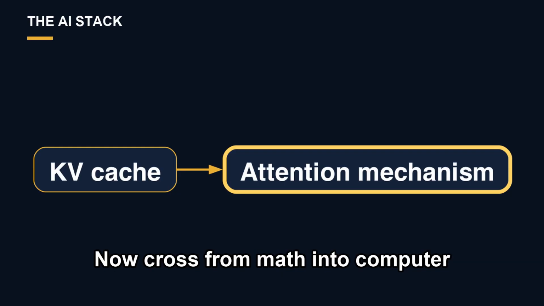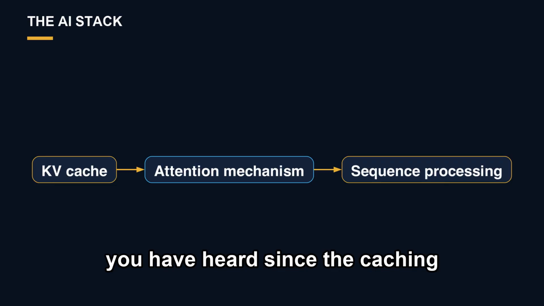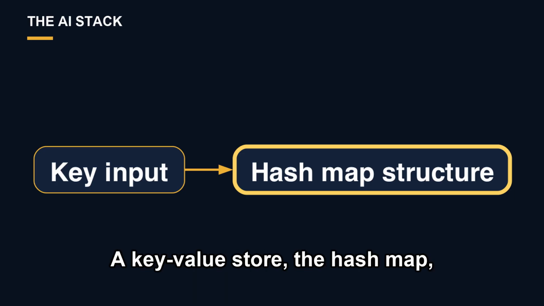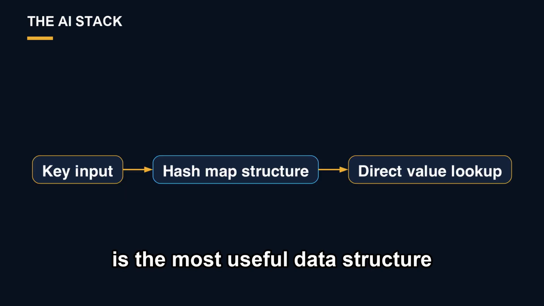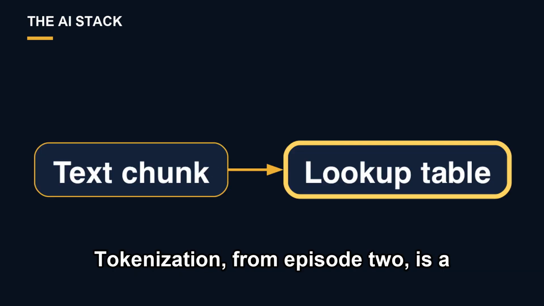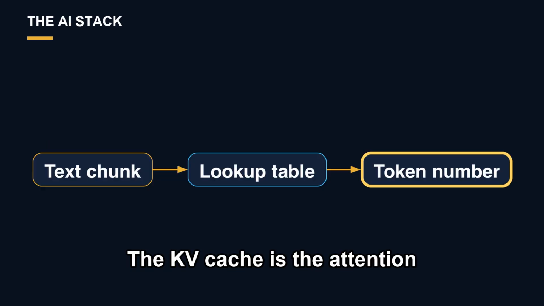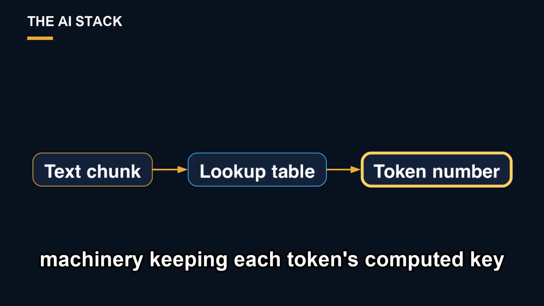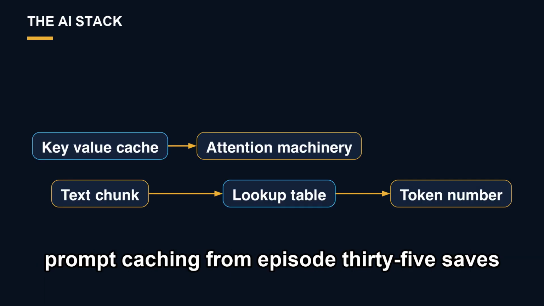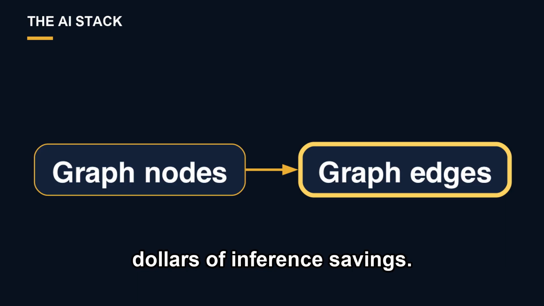Now cross from math into computer science, because data structures are where AI systems live, and the first one is hiding inside a phrase you have heard since the caching episode, the KV cache. K and V, keys and values. A key value store, the hash map, is the most useful data structure in computing. Look up a value directly by its key, no searching. Tokenization from episode 2 is a lookup table, text chunk in, token number out. The KV cache is the attention machinery keeping each token's computed key and value so it never recomputes them, which is exactly why prompt caching from episode 35 saves real money. One humble data structure, billions of dollars of inference savings.